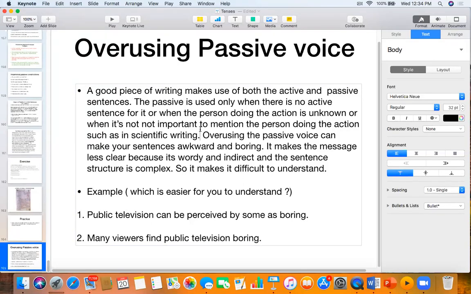Overusing the passive voice can make your sentences awkward and boring. It's not very interesting, because it's like you're giving facts and information, and there's no feeling in it, there's no personal tone in it, so it gets very boring. It also makes the message less clear because it's wordy.